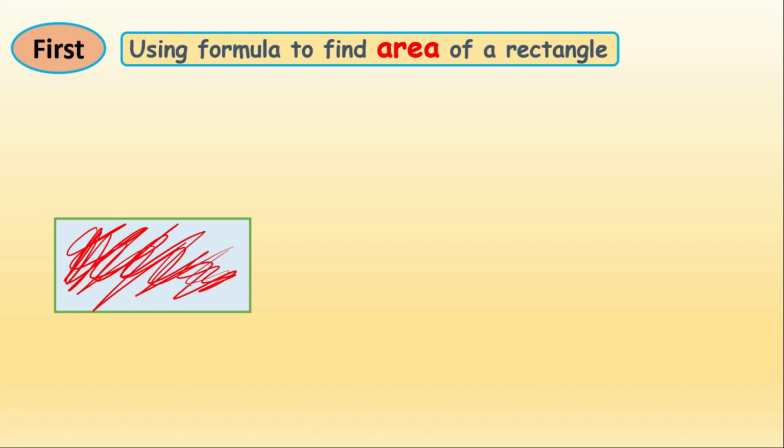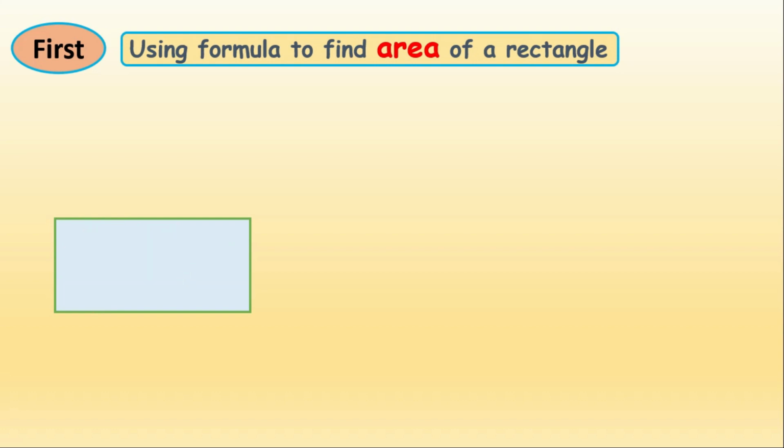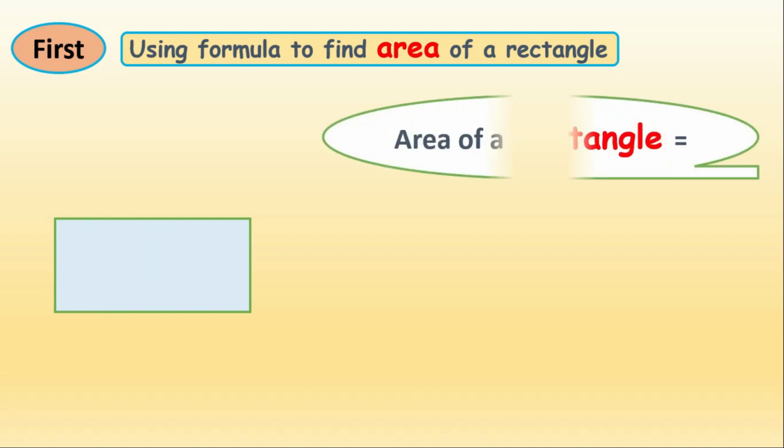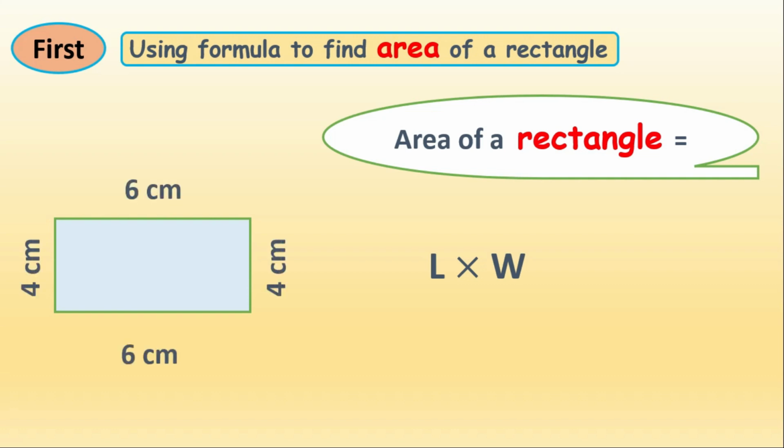Okay, that means area. So we have to know the rule. Area of a rectangle is found by length times width. That means if we have the measure of each side, here we have length equals 6 and length 6, width 4 and width 4. Okay, so how do you find the area?